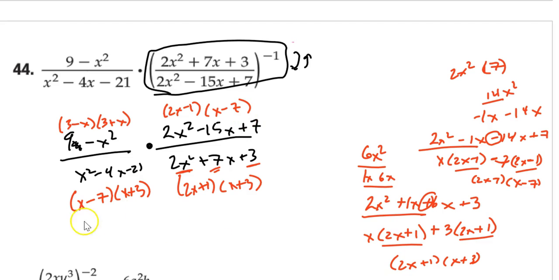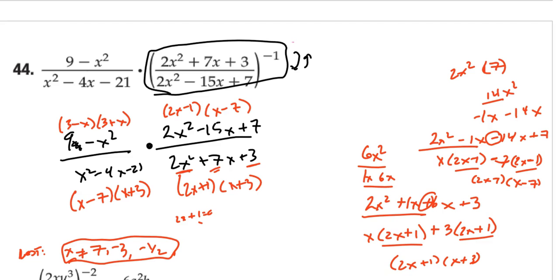So after all that, set to find the restrictions. Again, luckily that's super easy. Just what makes it 0. x minus 7, negative 3. The other is a little tougher, right? Set equal to 0 real quick. Subtract 1, divided by 2, so negative 1/2, and then we already have negative 3. So those are my restrictions.